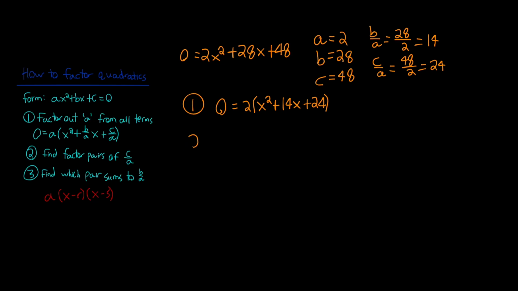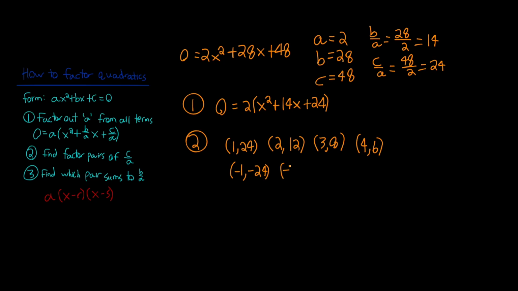Alright, so for step 2, we want to find all the factor pairs of the number 24. Well, this is going to leave me with 1 and 24, 2 and 12, 3 and 8, and 4 and 6. Now, it's a positive number, which means I have to consider positive times positive and negative times negative, right? So I'm going to also have negative 1 and negative 24, negative 2 and negative 12, negative 3 and negative 8, and negative 4 and negative 6.